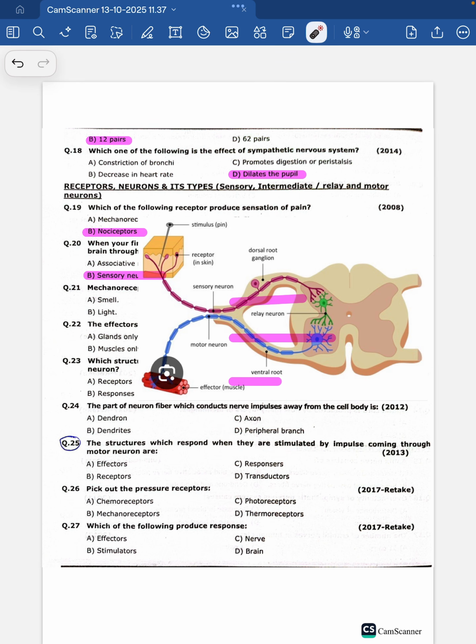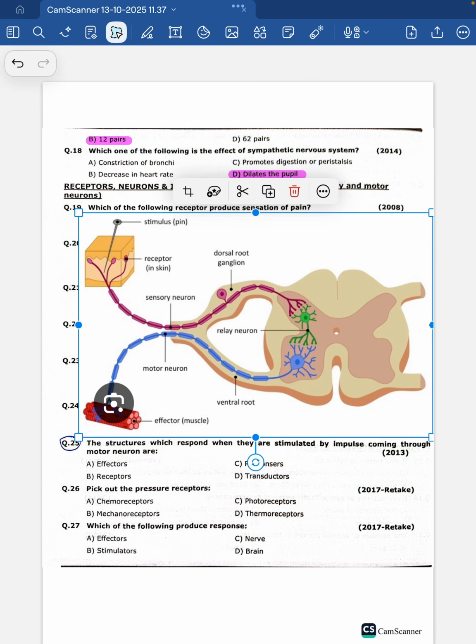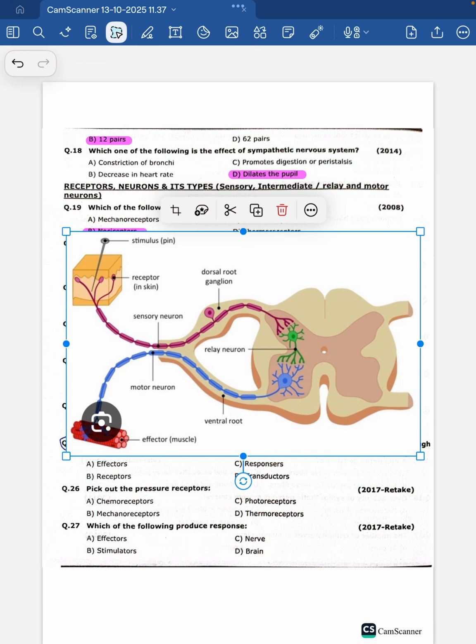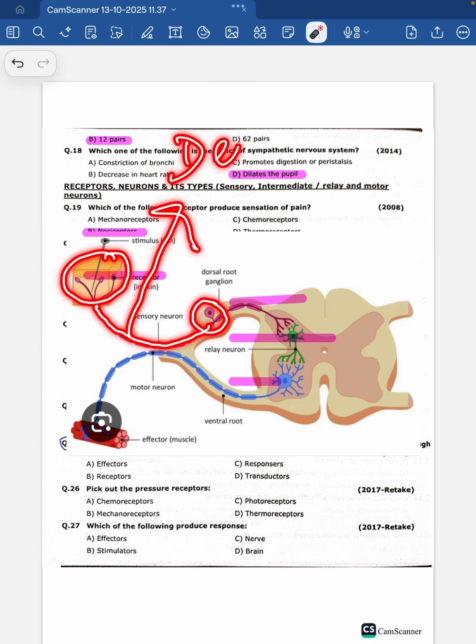See here. Concentrate here. Here you can see the receptor, and this fiber is taking the message from the receptor and carrying it towards the cell body. So the neuron fiber which carries impulses from the receptor to the cell body is known as dendron, and dendron is also known as the peripheral branch.